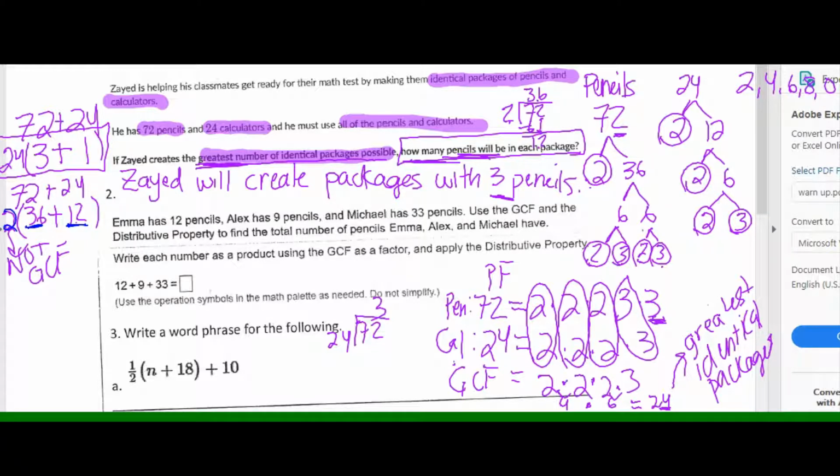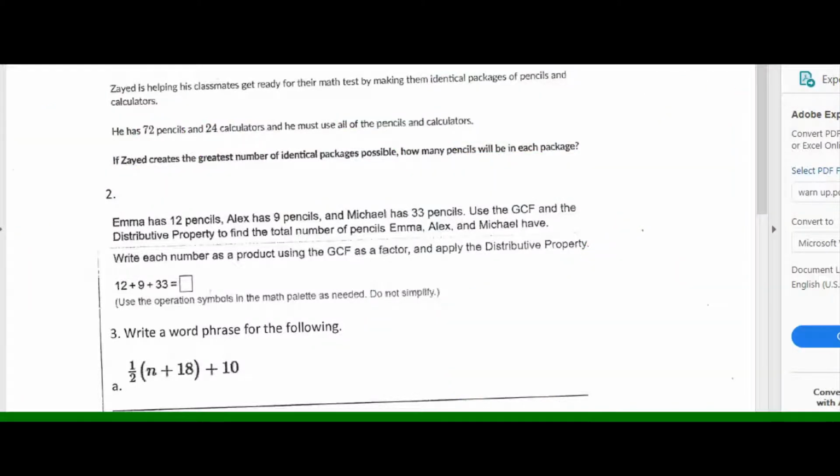Moving on to the next one. Emma has 12 pencils, Alex has 9 pencils, and Michael has 33 pencils. Use the greatest common factor and the distributive property to find the total number of pencils Emma, Alex, and Michael have. Write each number as the product using the greatest common factor and apply the distributive property.